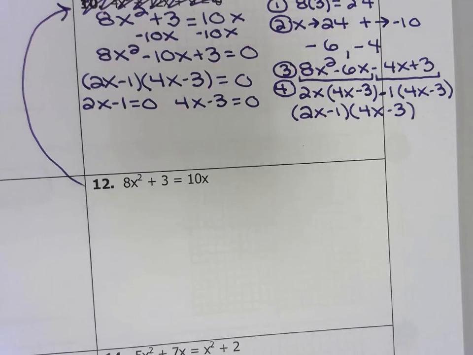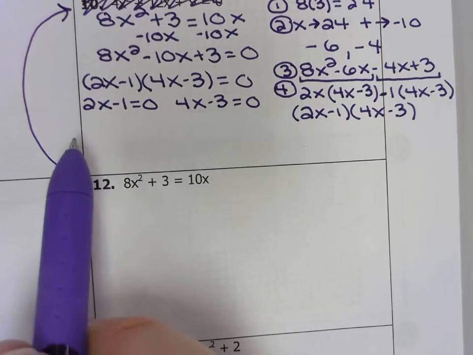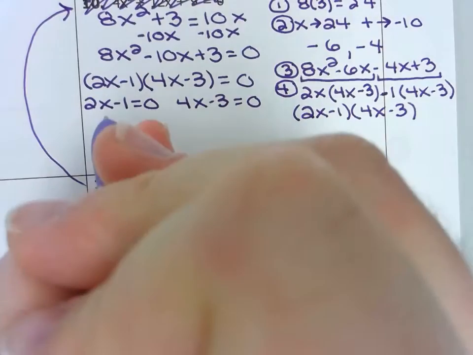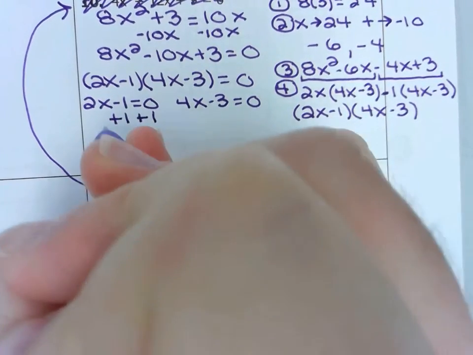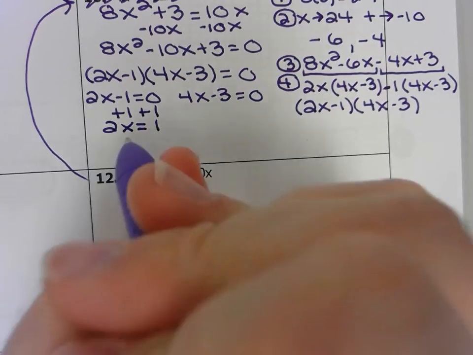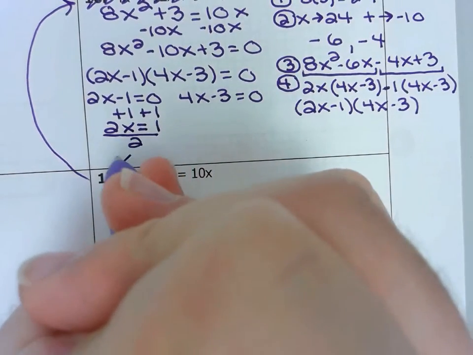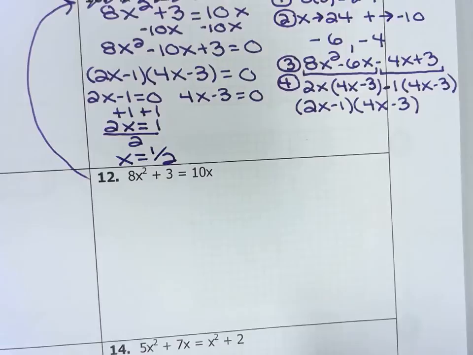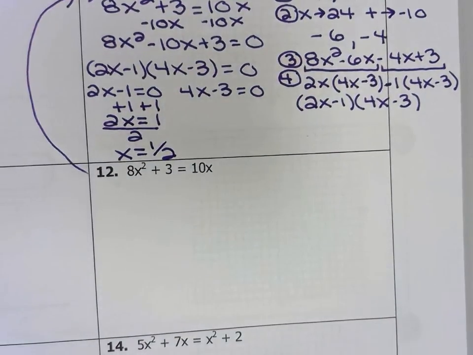Now I have two equations. You know how to solve these. How do I solve the first one? 2x minus 1 equals 0. Add 1 to both sides, 2x equals 1. Divide by 2, x equals a half. Just keep it as a reduced fraction. Don't try to get a decimal. So x equals a half.